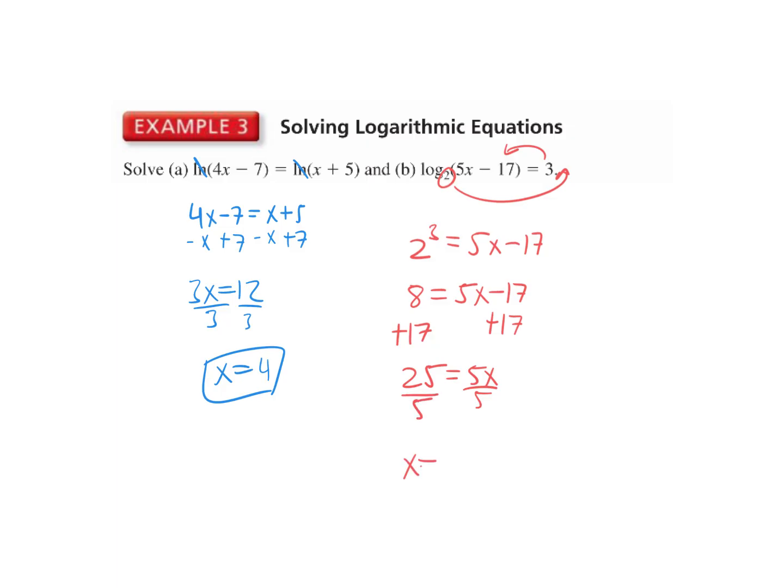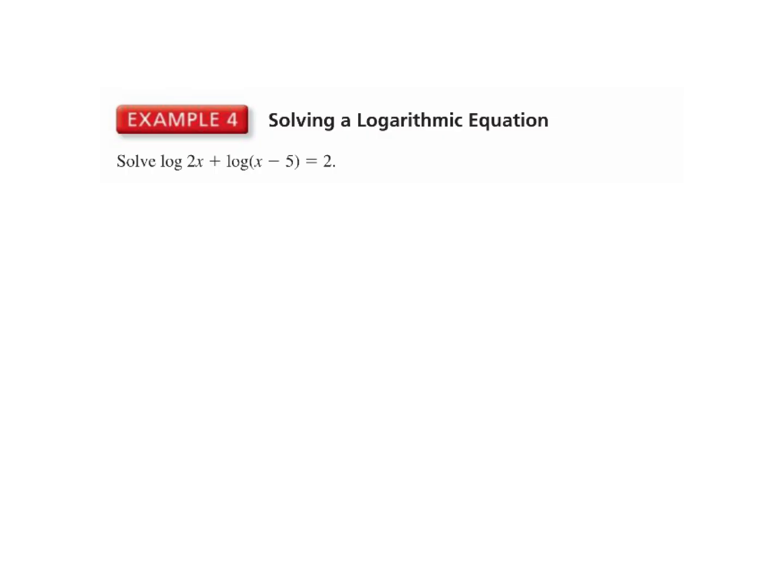Divide both sides by 5, and so I get x equals 5. Now it gets a little bit different when you have something like this. I have log 2x plus log x minus 5 equals 2. Now before we had a log equals a log, or a log equals a number. We haven't really had a log plus a log equals a number.